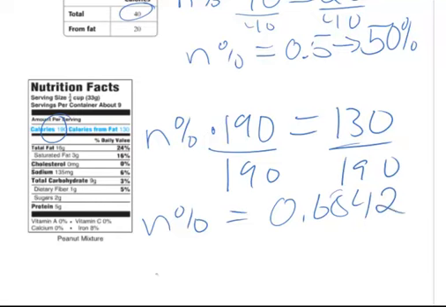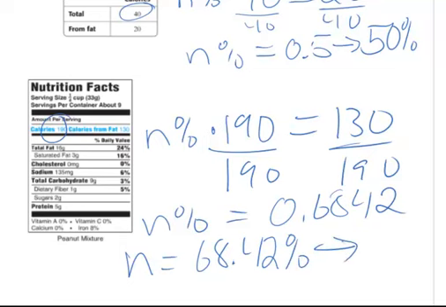0.6842. So if I change that to a percent, that would be 68.42%. Since it's telling me to round to the nearest tenth, that's the number right there I'm needing to round. Okay, so my question is, should I write 68.4 or 68.5? Since the number to the right of the 4 is a 2, I'm going to leave my answer as 68.4%.